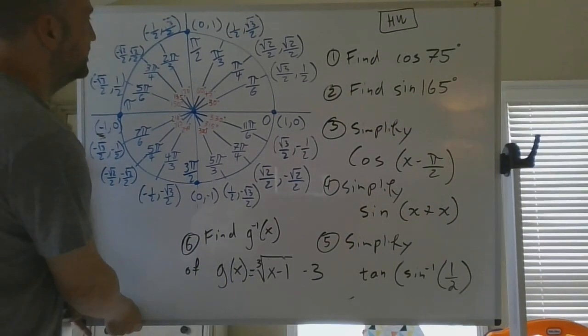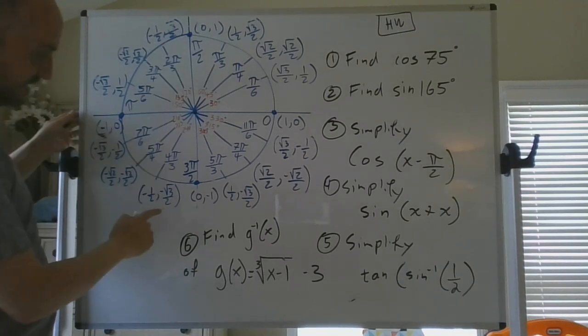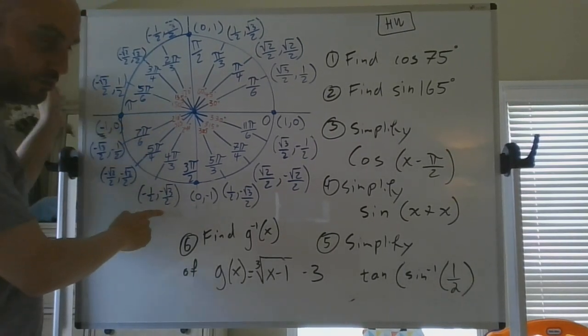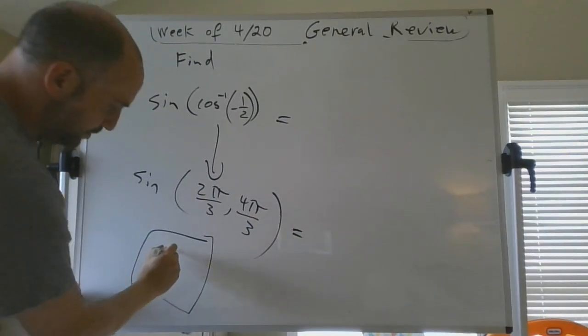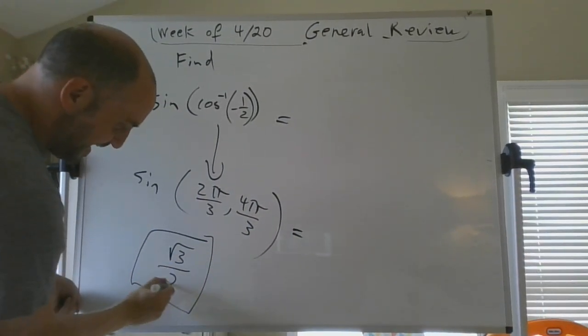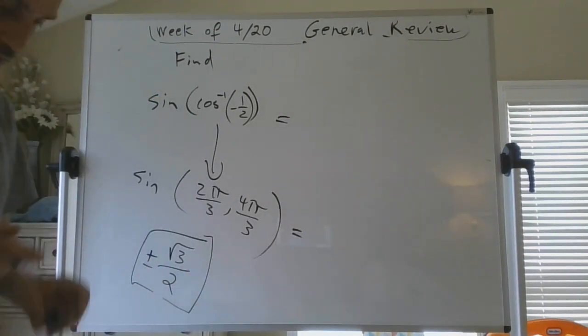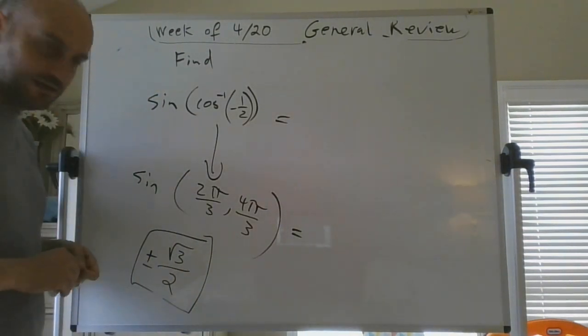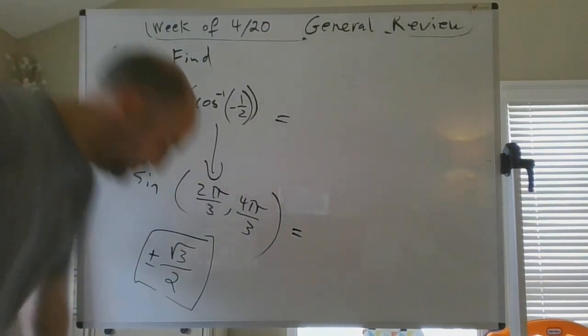The sine of that is root 3 over 2. The sine of this is negative root 3 over 2. So I do have two solutions: root 3 over 2 and negative root 3 over 2. So I'm just going to write this as plus or minus root 3 over 2. Okay? Sorry about that mistake. It looked a little fishy to me. Okay? And let's do one more.